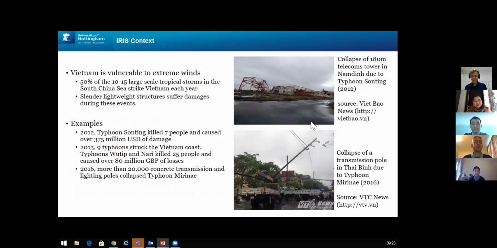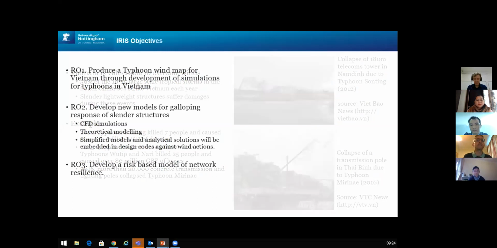The context is, of course, storms in Vietnam, and Vietnam is vulnerable to extreme windstorms. Over half of the large tropical storms in the South China Sea strike Vietnam each year. They cause significant damage to slender, lightweight structures, as you'll see in the images on the right-hand side of the screen. There are telecoms tower and transmission poles that have been damaged in typhoons in 2012 and 2016. And they also lead to significant economic impact and also loss of life. So typhoons are a very major threat, major hazard, and we want to make infrastructure more resilient to them.